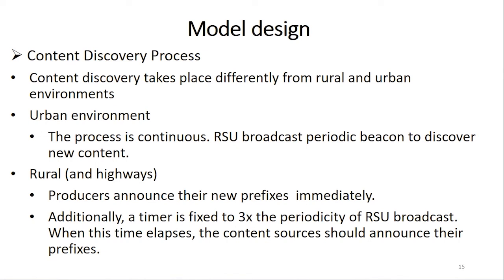For rural areas and highways, we consider that the static infrastructures are scarce or even nonexistent in this environment. So the producers announce their new prefixes immediately. And in addition, a timer is fixed to 3 times the periodicity of RSU broadcast. Then when this time elapses, the content sources announce their prefixes. All in all, when no corresponding FIB entry is found in a given node and the requested content is not listed in the cached content table, then a broadcast takes place to locate the content sources.